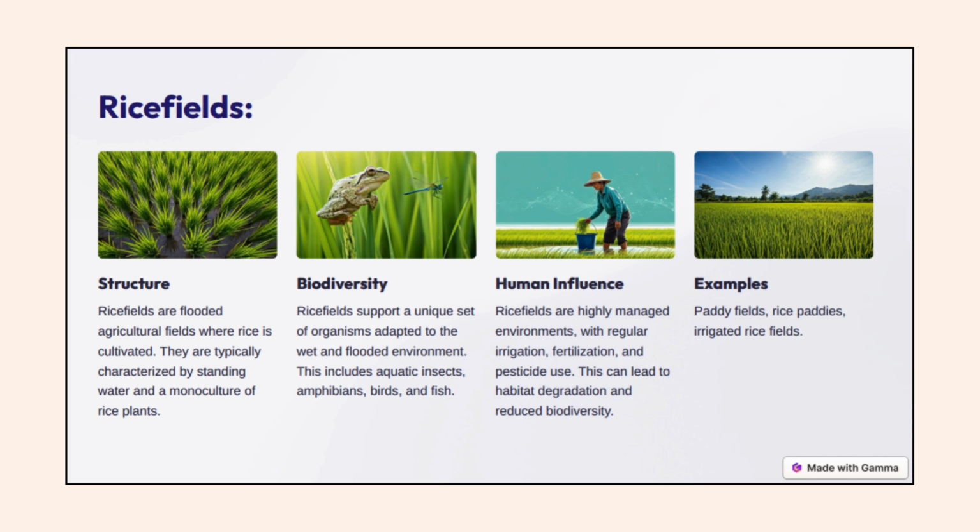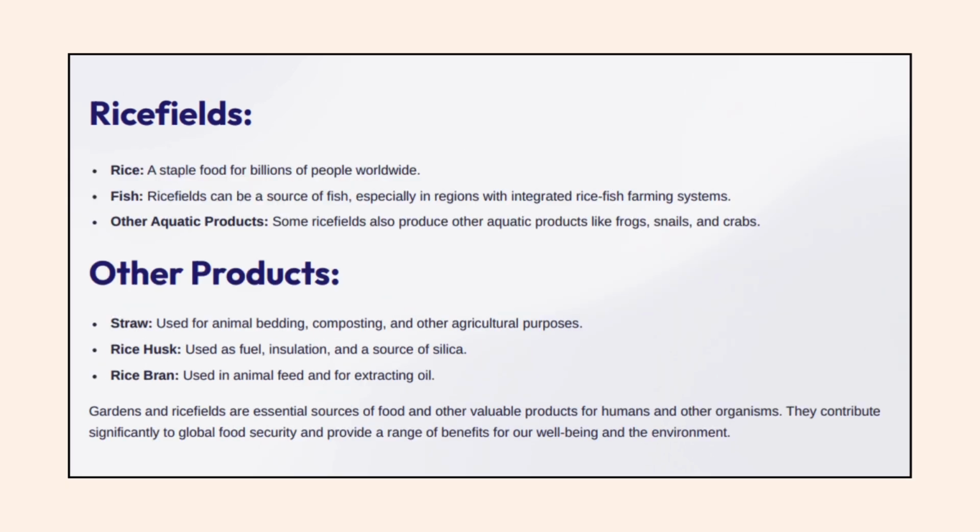So for examples, we have paddy fields, rice puddles, irrigated rice fields. Okay, so for rice fields, rice, a staple food for billions of people worldwide. Fish. Rice fields can be source of fish as well, especially in regions with integrated rice fish farming systems. And other aquatic products. Some rice fields can also produce other aquatic products like frogs, snails, and crabs.